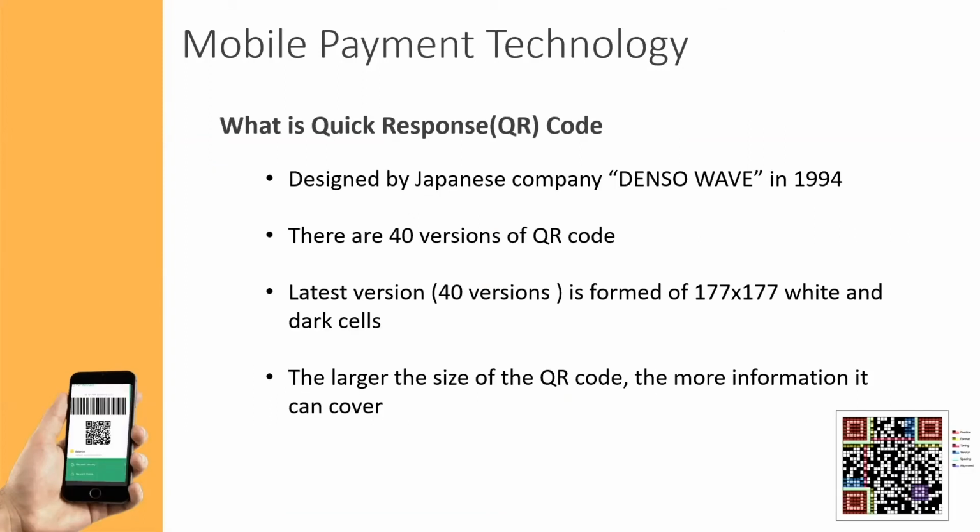After talking about NFC, we now introduce another technology called QR code. The QR code was designed by a Japanese company, and now there are 40 versions of QR code. Currently we use a form of 177 times 177 white and dark cells. From the right-hand side, you can see a sample QR code, and let me introduce some specific things to know what the details in the QR code are.